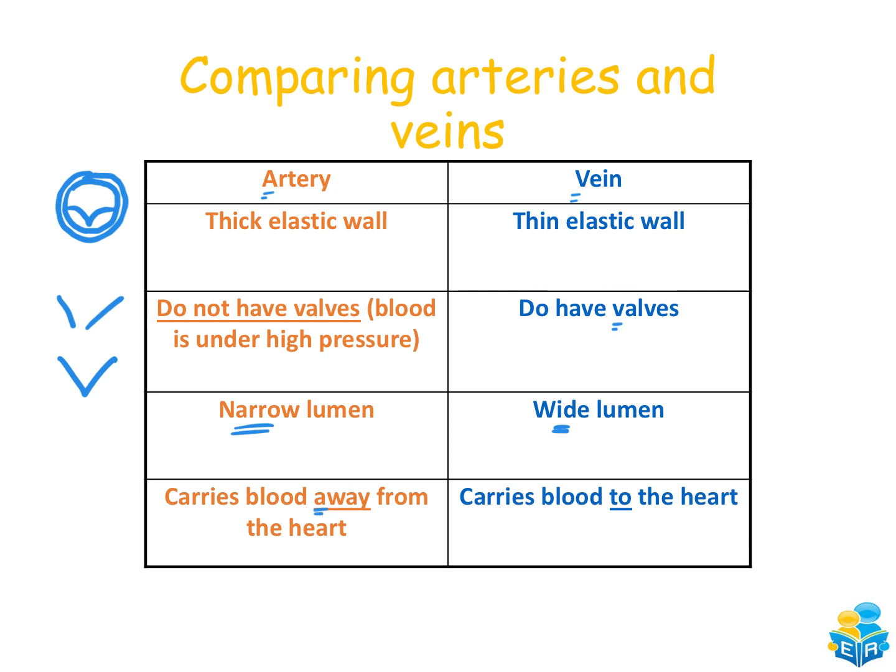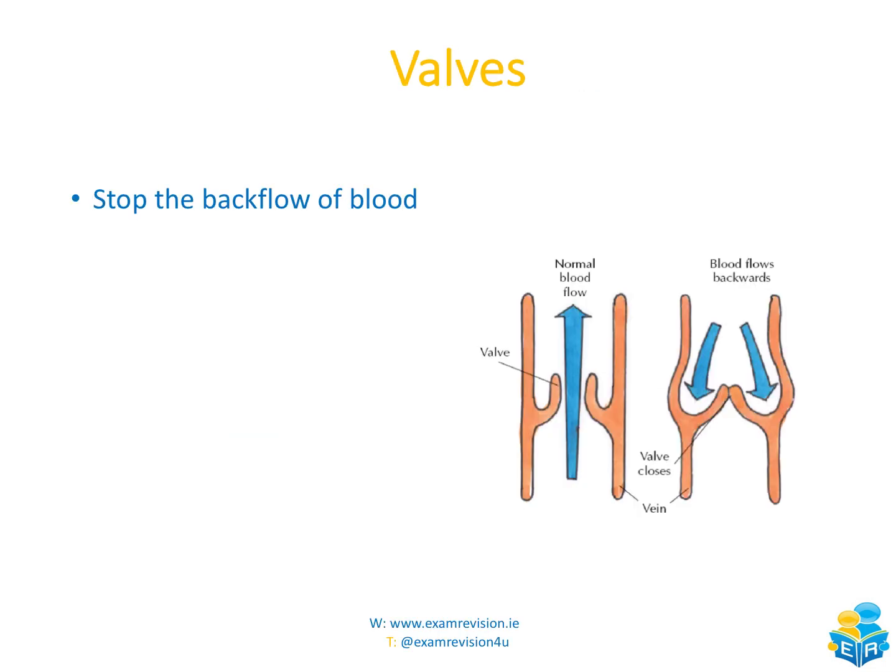But just a little tip on that, it's not just enough if a question was to ask, name one difference between an artery and a vein. It's not enough just to say that veins have valves, for example. You would have to say veins have valves, arteries don't have valves. You would have to say veins carry blood to the heart, arteries carry blood away from the heart. So it's not enough just to give one side of the story, you have to give both.